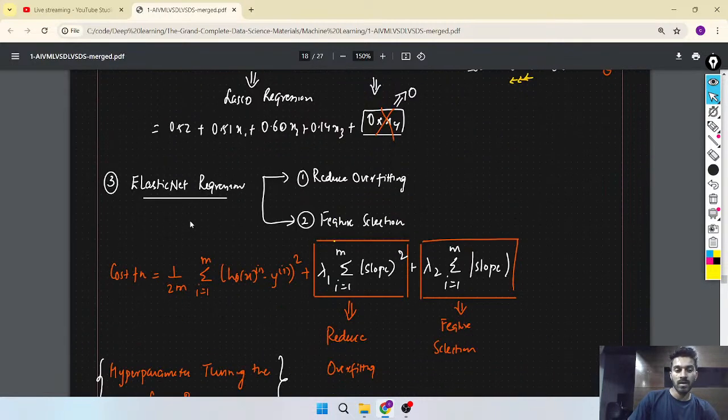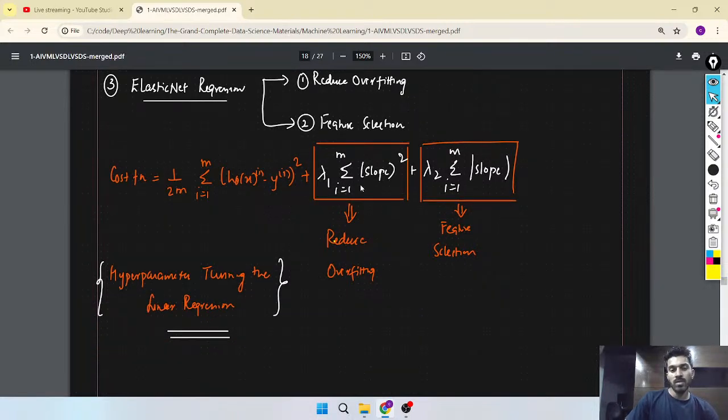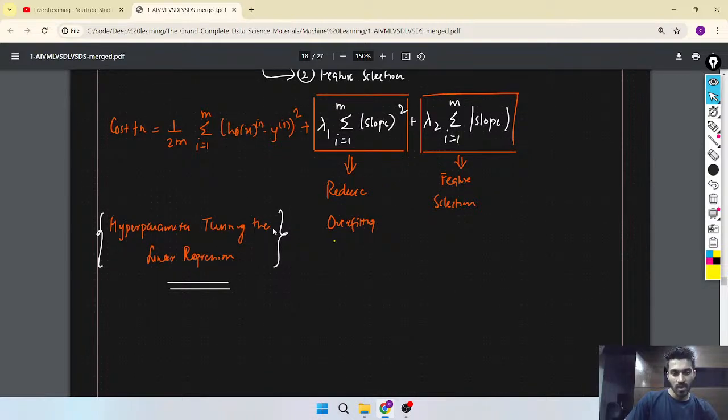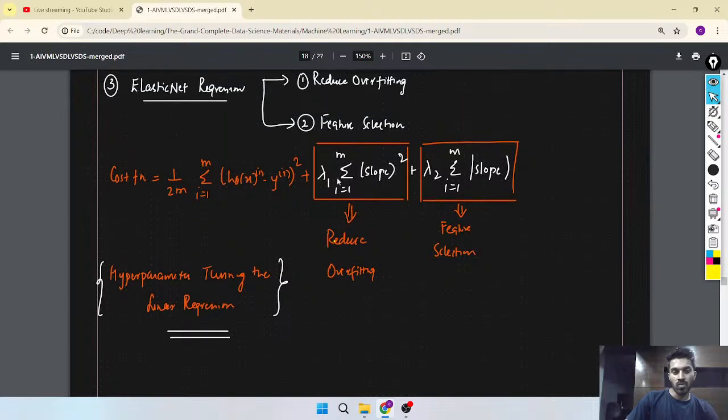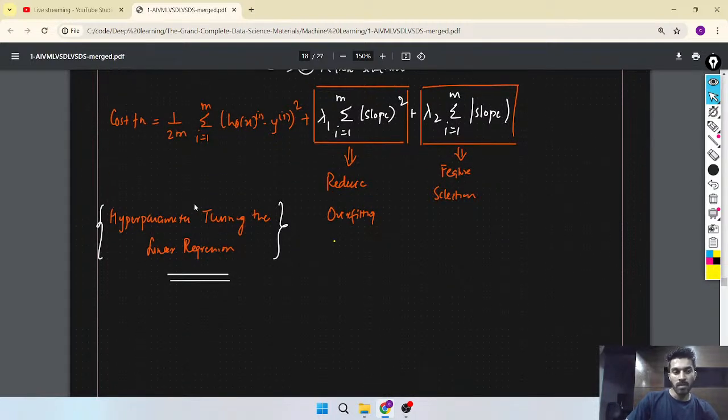That's how it works. Now the third type is elastic net. Elastic net is also used to reduce overfitting and for feature selection. How? Basically, it is a combination of both ridge and lasso regression. That's it. And for hyperparameter tuning in linear regression, lambda is basically lambda 1 and lambda 2 that we change. These are hyperparameters.